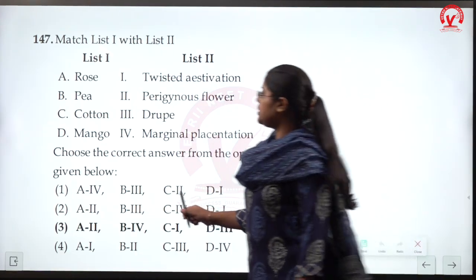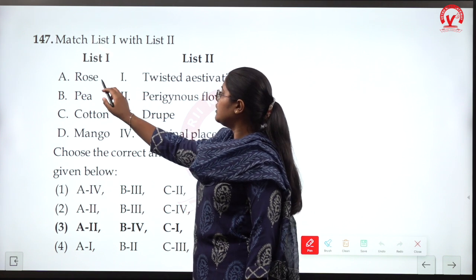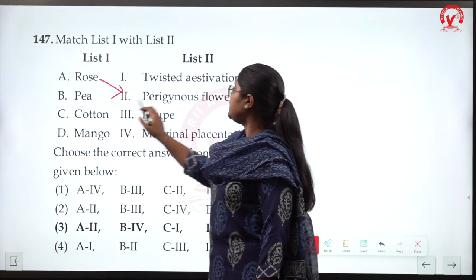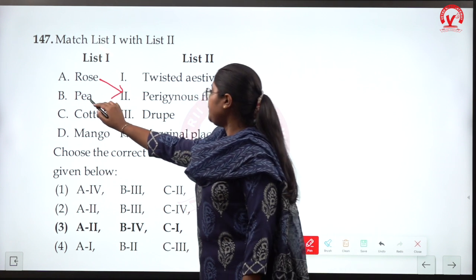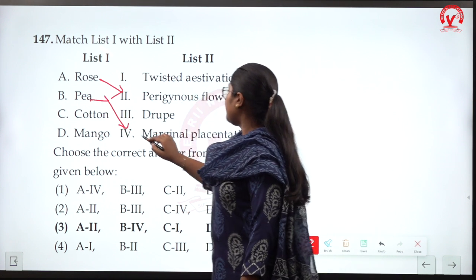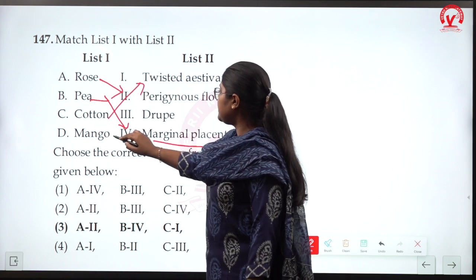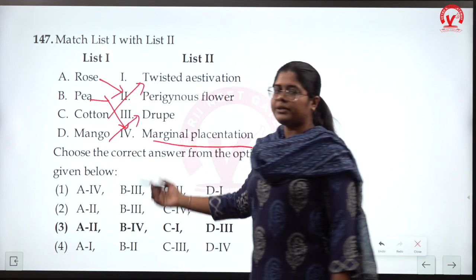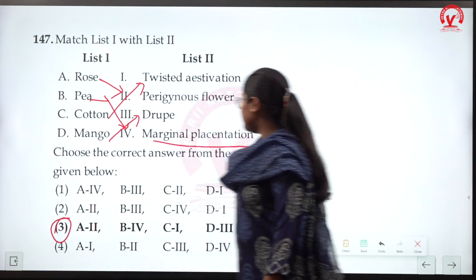So next question, match the following. The rose flower is a half inferior perigynous flower. Pea has marginal placentation. Cotton has twisted aestivation and mango is a drupe type of fruit. So third option is correct.